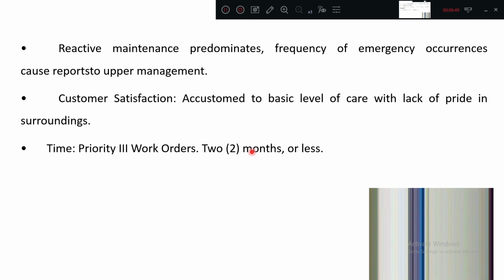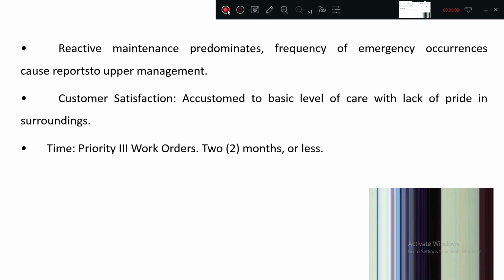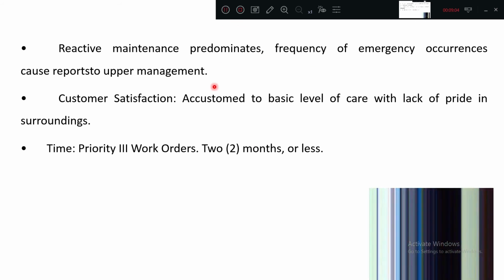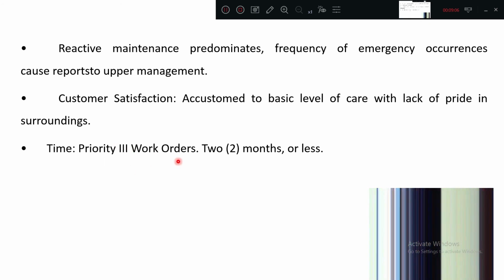2 months or less. Suppose a roadside hump has been damaged. Sometimes it is taken up to 2 months or less. In this level the work orders are given priority 3 and the response time is generally 2 months or less.